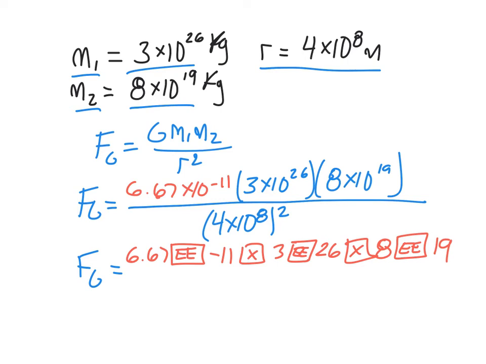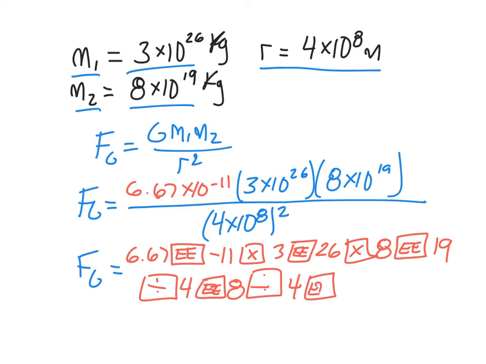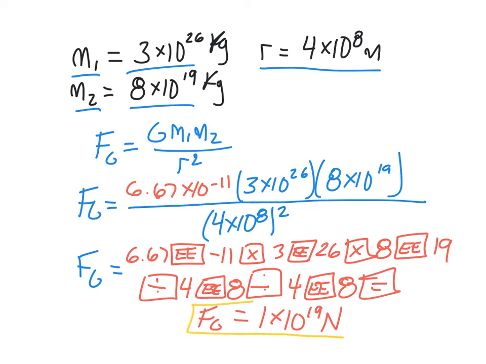And then again, to square with these exponents, I always have trouble. So what I like to do is just do divided by 4 EE 8. And remember, squared means it happens twice. So I would do divided by 4 EE 8 again, and then hit your equal sign. And if you do all that correctly for this problem, you should get 1 times 10 to the 19. Remember, units for force are newtons. So the gravitational force would be 1 times 10 to the 19 newtons between these two objects if they're that distance apart.